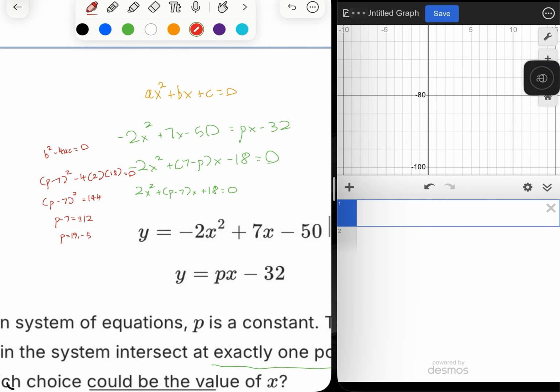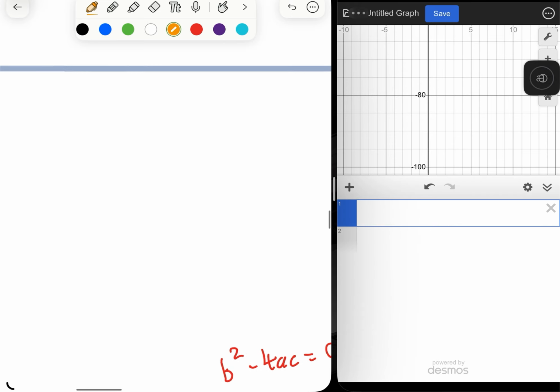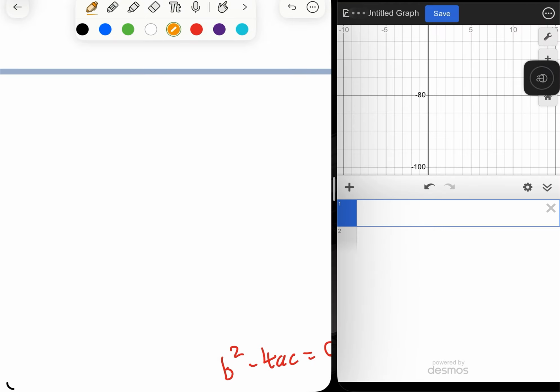Now, we know the values of p that make these systems intersect at only one point. How do you actually find the x-coordinate? Well, to do this, I first have to explain a specific concept to you. It has to do with the discriminant. A lot of times, we say that when the discriminant is equal to 0, there's only one solution.